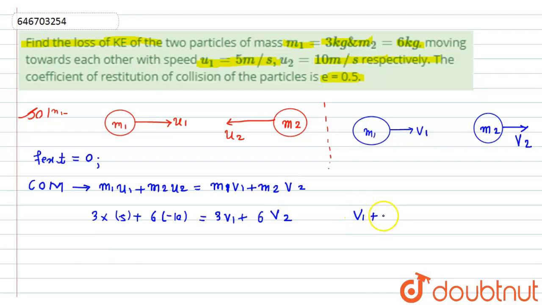On simplifying this equation, we get v1 plus twice of v2 equals minus 15. Let's call this equation number 1.